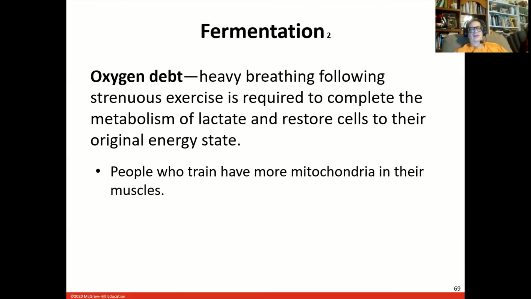So that's what you need. You need the extra oxygen after the exercise to get back to where you should be, and then you can do things the right way, the normal way, and get all the energy out of that sugar. If you do a lot of exercise, you're probably going to have a lot more mitochondria than other people in your muscles.